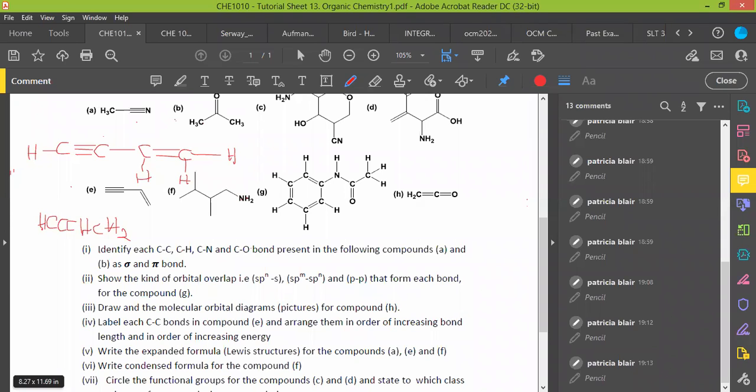Your question? Yeah, where it says write the expanded formula, we're answering question E, right? They've given you A, E, and F. Yes, right now we are answering E on the expanded formula. I was asking, why didn't we have a hydrogen on the second carbon? And how do you know that each carbon should have a hydrogen? Where are the hydrogens coming from? How do you tell that this is where I put the hydrogen?